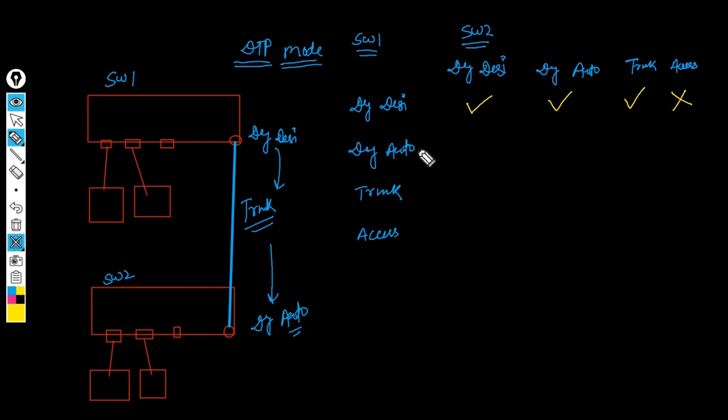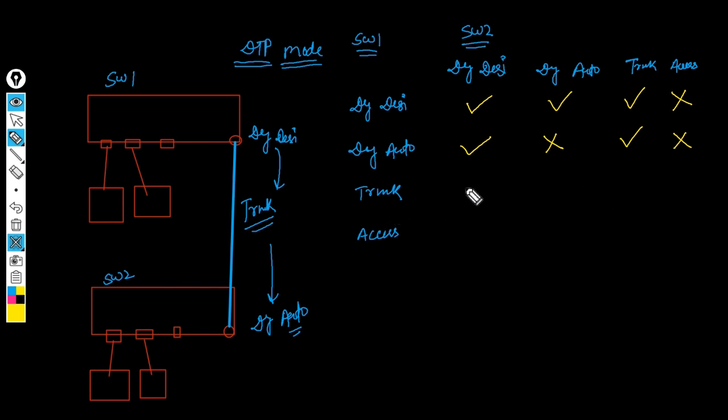Similarly, go for other combinations here, like you have dynamic desirable and dynamic auto. Yes, they will form the trunk. Dynamic desirable, dynamic auto and dynamic auto, auto, no, they will not form trunk because nobody is initiating, both are waiting. Dynamic auto and trunk, yes, they will form the trunk. Dynamic auto and access, no trunk, they will work like access.